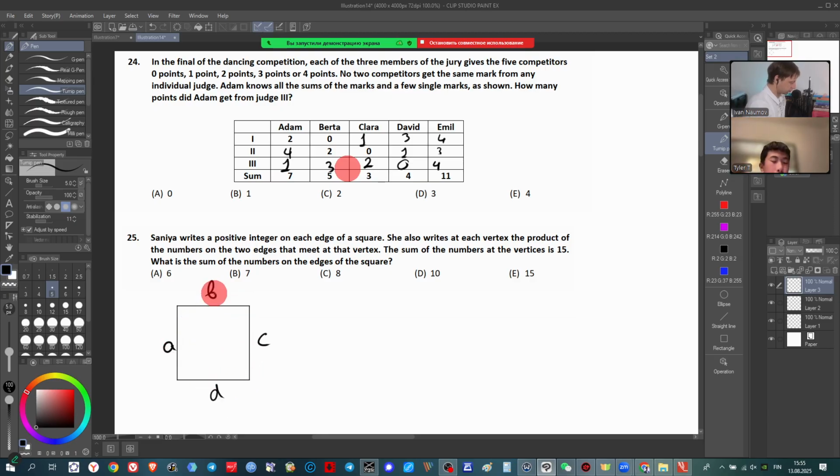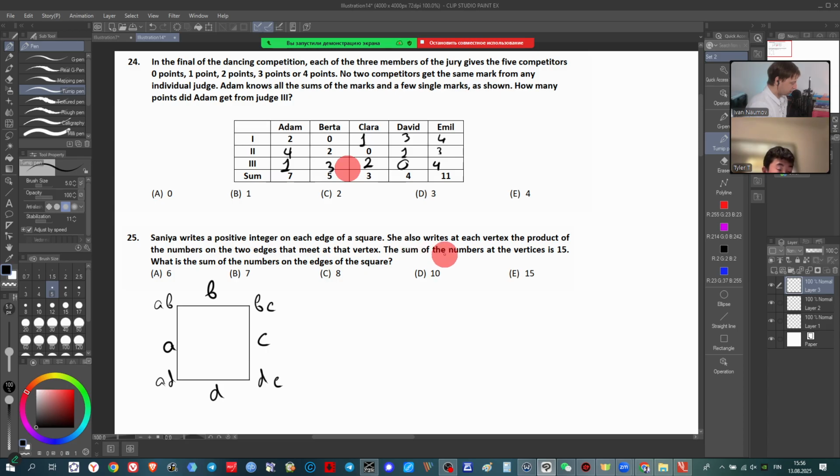That's what we did. We don't know these integers, but nevertheless, she also writes at each vertex the product of the numbers on the two edges that meet at this vertex. So what should I write here at this vertex? Which number should I write here? AB, great. And which number should I write here? BC. And here? AD. And the last one? DC, great.